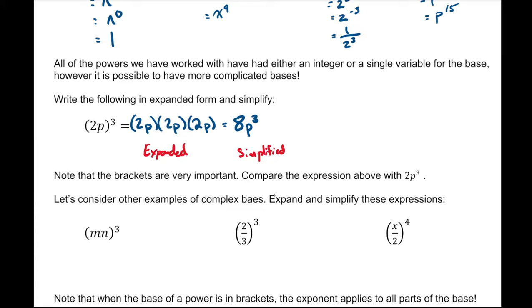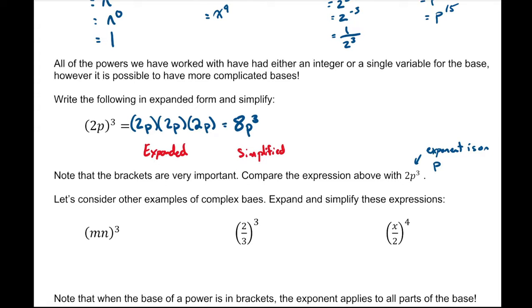Now the brackets are very important because what we just looked at, 2p in brackets to the power of 3, is different than what we see down here, 2p to the power of 3. The reason this is different is that in this one, the exponent is on the p. So it's only p that's multiplied by itself 3 times, not the 2. In the example we just did, because of the brackets, everything is included when it's multiplied by itself 3 times.